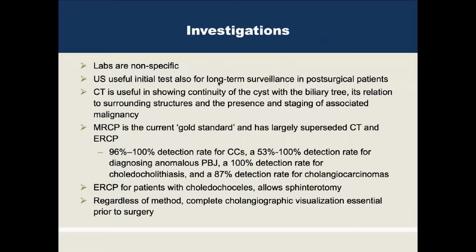CT scan is quite useful in showing that these cysts are continuous with the biliary tree and their relationship with surrounding structures. If there is an associated cancer, we're able to not just detect the presence of the cancer, but also stage the cancer. But MRI is the current gold standard, and it has largely superseded CT imaging and ERCP. MRCPs have almost 100% detection rate for choledochal cyst, 53 to 100% detection rate for anomalous pancreatobiliary junction, 100% detection rate for choledochal lithiasis, and a very high detection rate for cholangiocarcinomas.